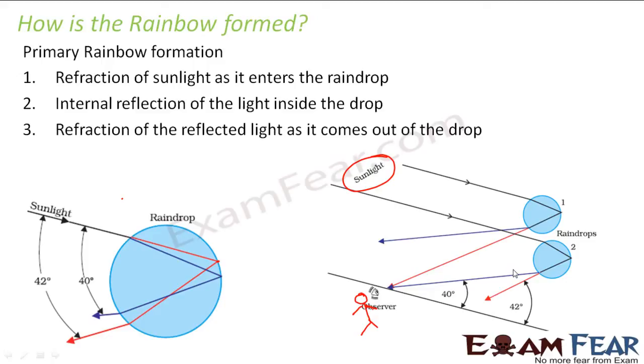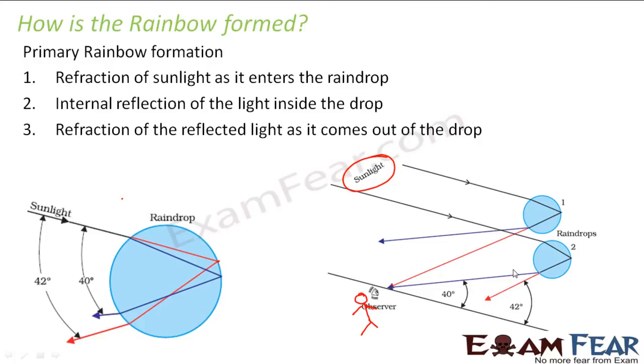So now you can understand why we see a rainbow after a rain. Because only after a rain will you have so many water droplets in the atmosphere. Why do we see it when one part of the sky is sunny? Because only then will you have sunlight, and sunlight and raindrops are the 2 necessary things for rainbow formation.